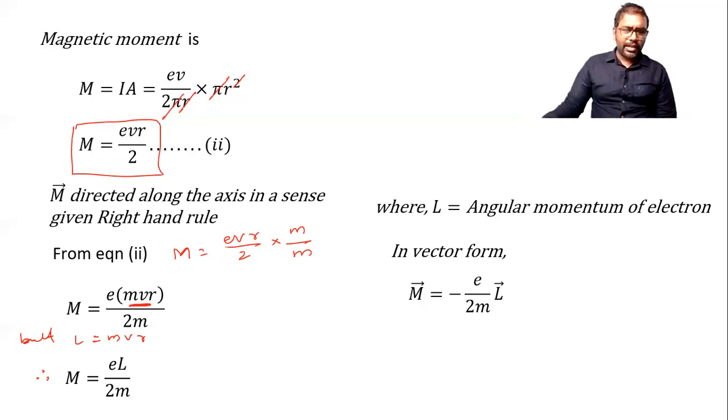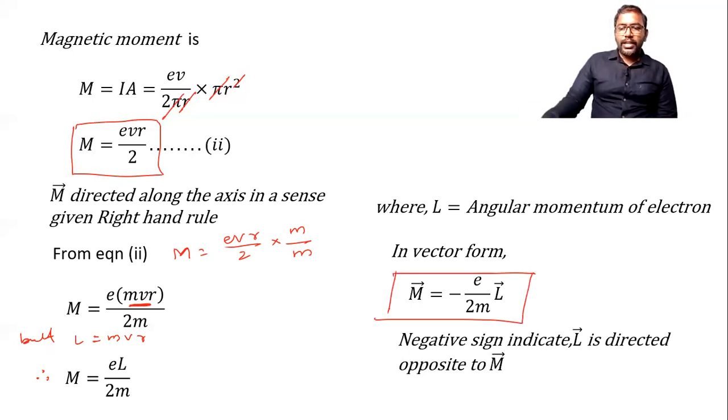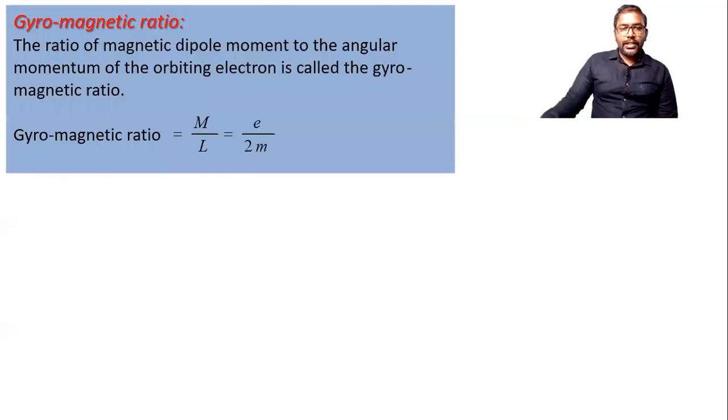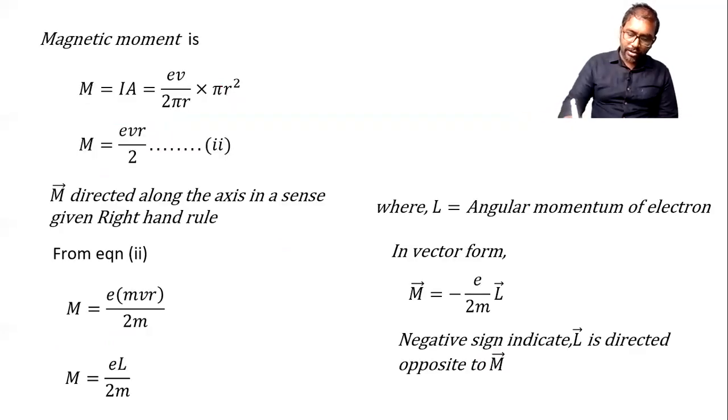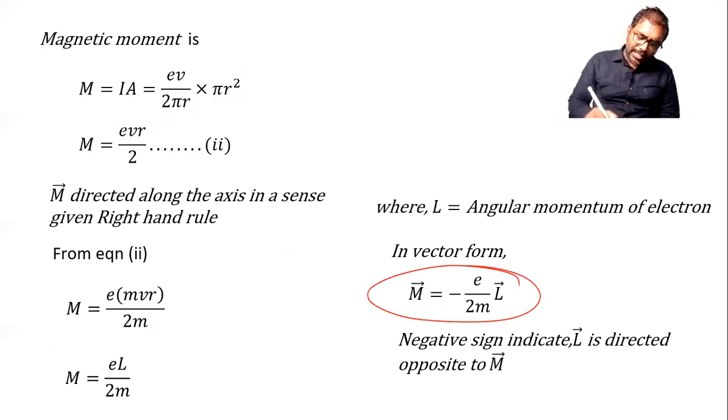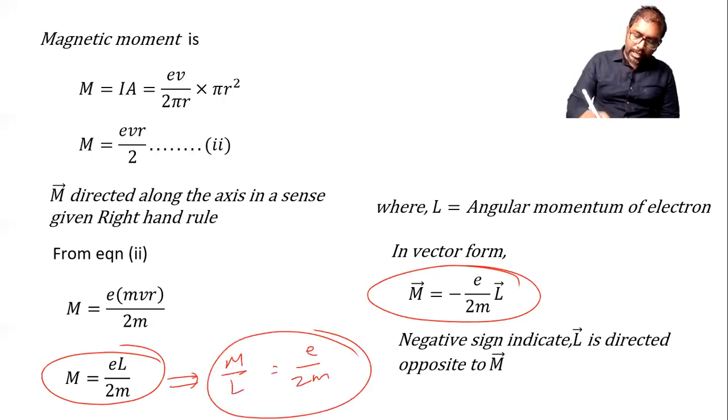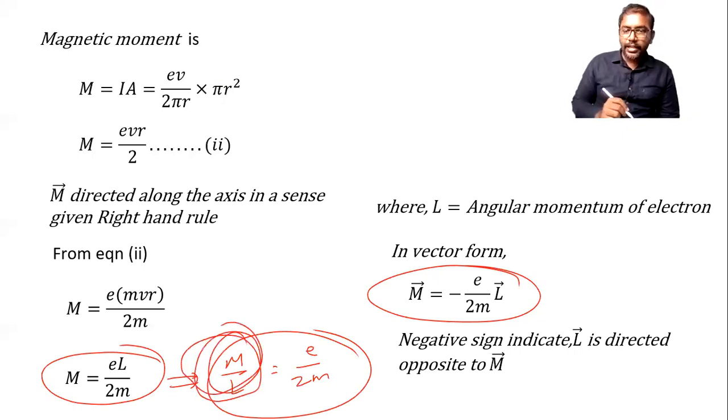The same formula we can write in vector form also. The negative sign indicates that the angular momentum and the dipole moment are directed opposite to each other. Now we can transfer the angular momentum to this side. In magnitude, I can write the formula: M by L is equal to e by 2m. And this M by L is called the gyromagnetic ratio. So the gyromagnetic ratio formula is e upon 2m.